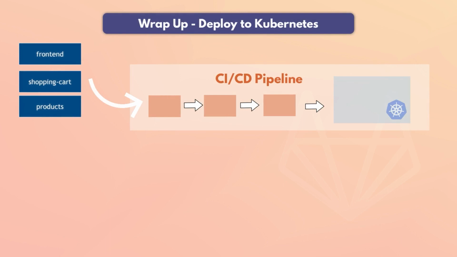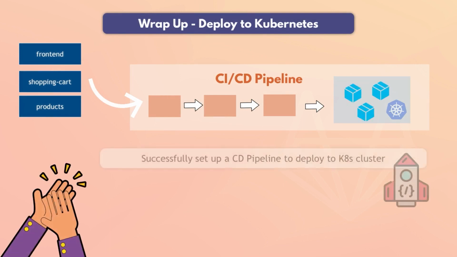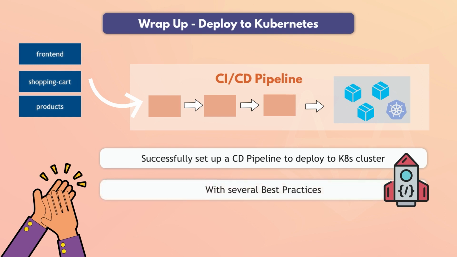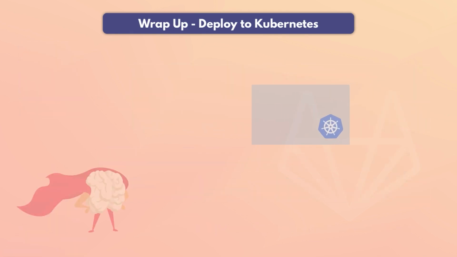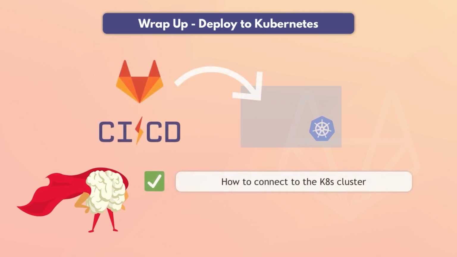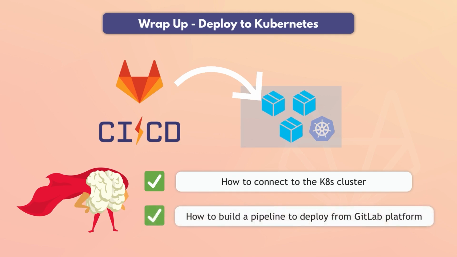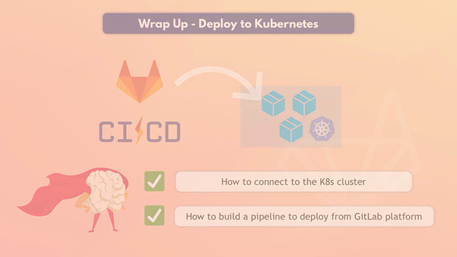So with this, we have actually successfully deployed our microservices application to Kubernetes cluster and configured build and deployment pipelines for our services with a few best practices in place. Now, as I said, in a Kubernetes cluster, you would proceed with the setup to configure an ingress controller to access your application and configure some other stuff for your microservices. But essentially, we have learned the core parts and concepts of how to connect to Kubernetes cluster generally and how to build pipelines to deploy to the cluster from GitLab CI/CD platform.